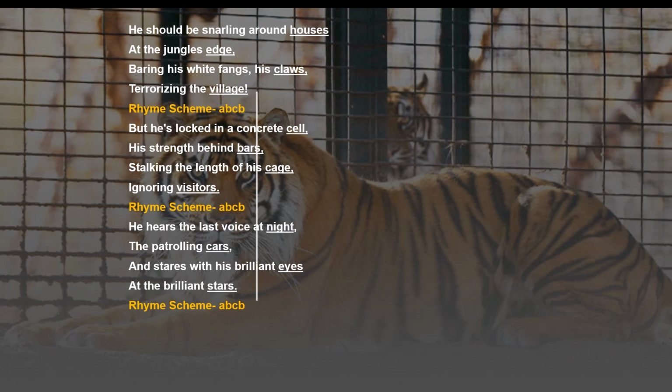When the rhyme scheme of each stanza is constant, it becomes the rhyme scheme of the whole poem. So if each stanza follows the same rhyme scheme, it becomes the rhyme scheme of the whole poem. So the rhyme scheme of this poem is A, B, C, B.